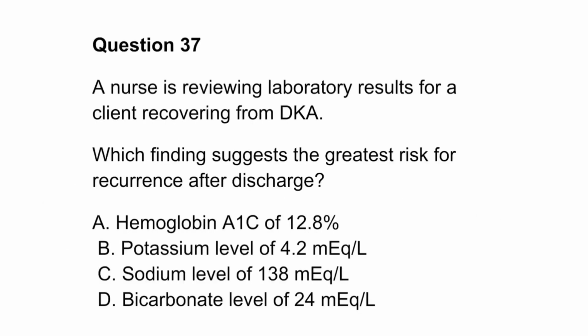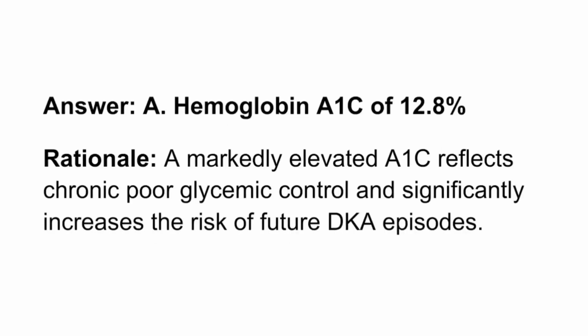Question 37. A nurse is reviewing laboratory results for a client recovering from DKA. Which finding suggests the greatest risk for recurrence after discharge? A. Hemoglobin A1C of 12.8%. B. Potassium level of 4.2 milliequivalent/L. C. Sodium level of 138 milliequivalent/L. D. Bicarbonate level of 24 milliequivalent/L. Answer: A. Hemoglobin A1C of 12.8%. Rationale: a markedly elevated A1C reflects chronic, poor glycemic control and significantly increases the risk of future DKA episodes.